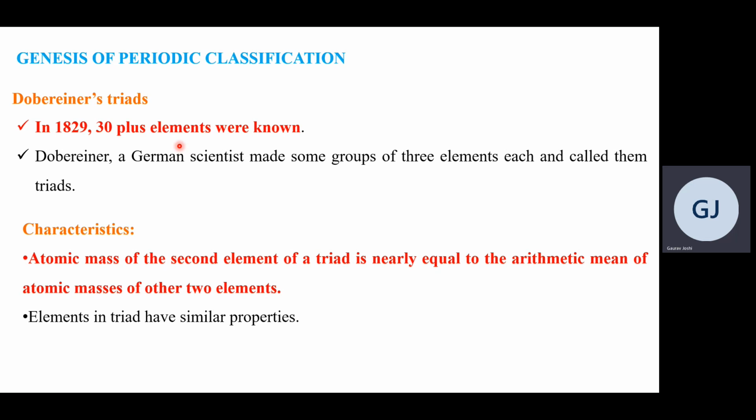When he was classifying the three elements, he was taking the atomic mass. The atomic mass of the middle element was the average of the other two elements. So the atomic mass of the second element of the triad is nearly equal to the arithmetic mean of the atomic masses of the other two elements. For example, lithium has an atomic mass of 7, and potassium has an atomic mass of 39. How to find the middle element? 39 plus 7 divided by 2 will be 23.